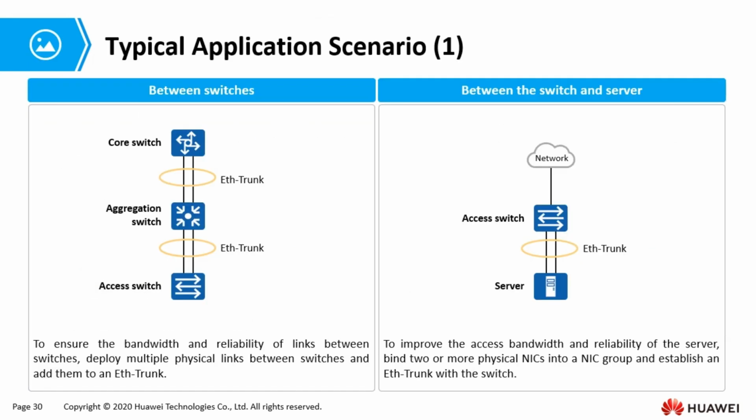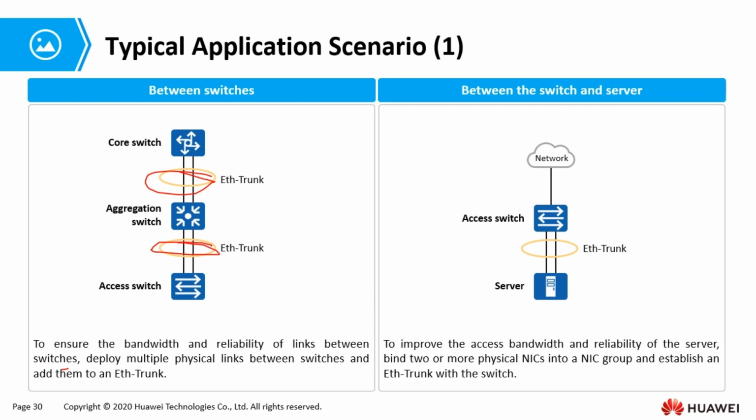Okay, last one, we're going to look at the typical applications where you're going to apply Eth-Trunks. Basically, we want to ensure the bandwidth and reliability of the link between switches. We are going to apply multiple physical links, so you are going to Eth-Trunk them, in order to avoid loops.